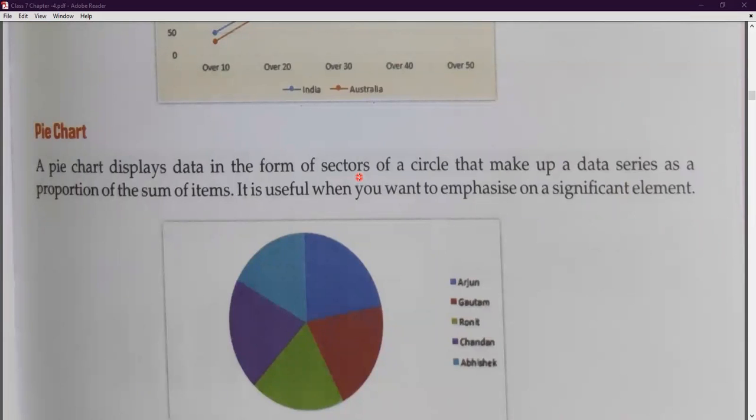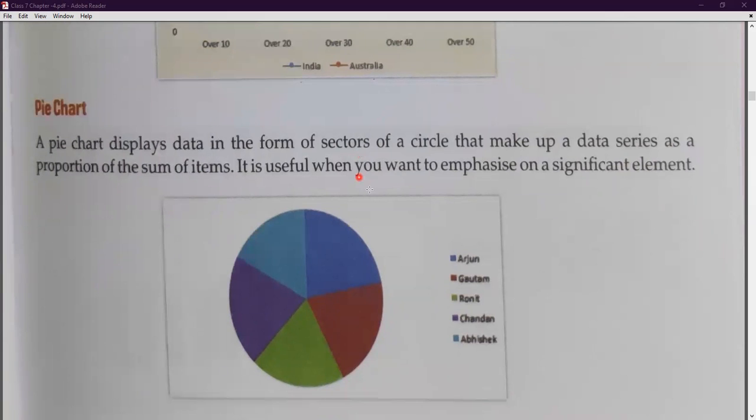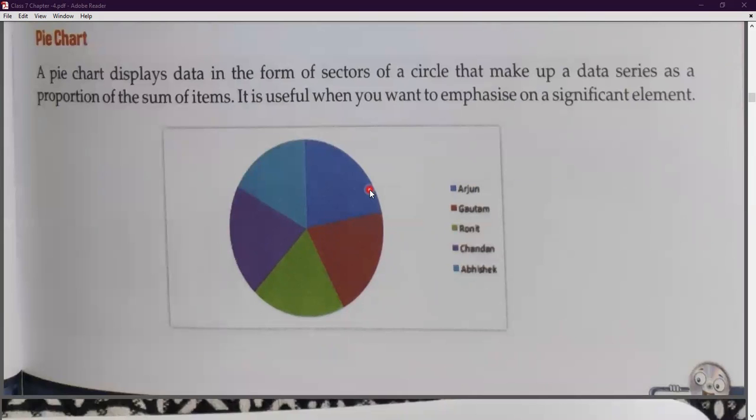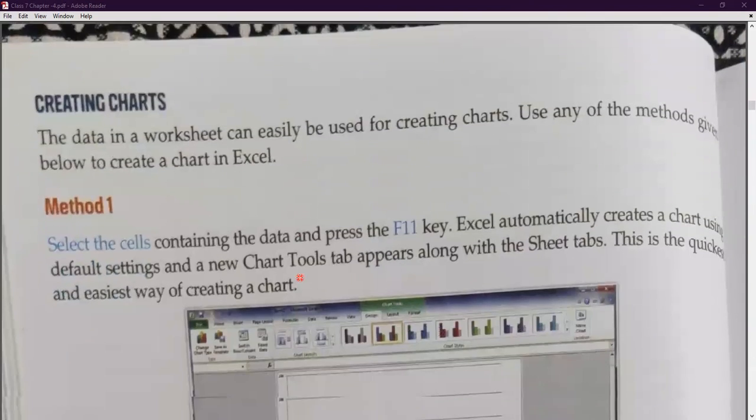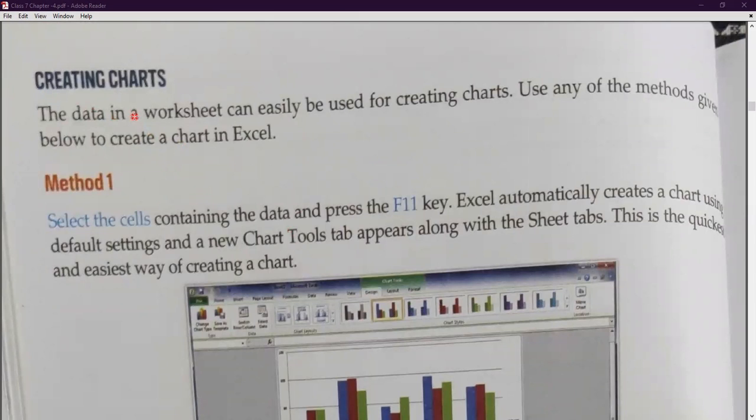As you can see on your screen, there are so many colors used in the pie chart slices. You will find violet color, blue color, sky blue color, maroon and green. These colors are representing individual elements such as Arjun, Gautam, Ronit, Chandan and Abhishek. So this is how you can understand the components as well as the types of chart. Now we will understand creating a chart, how we can create a chart. First of all, we have to create a table. We have to create a simple set of data which we will convert into a chart.